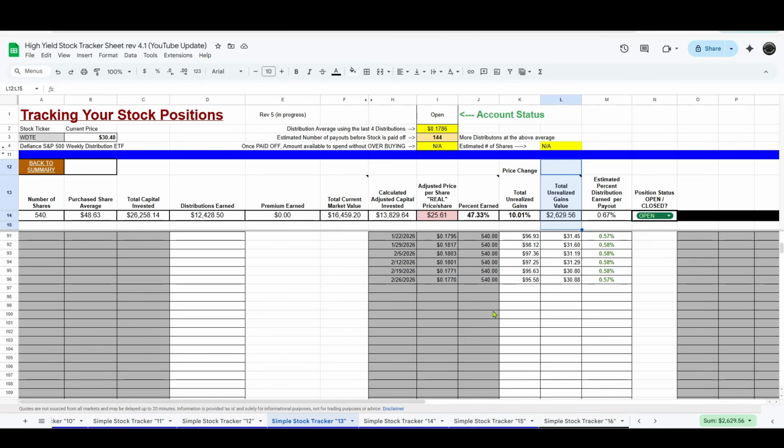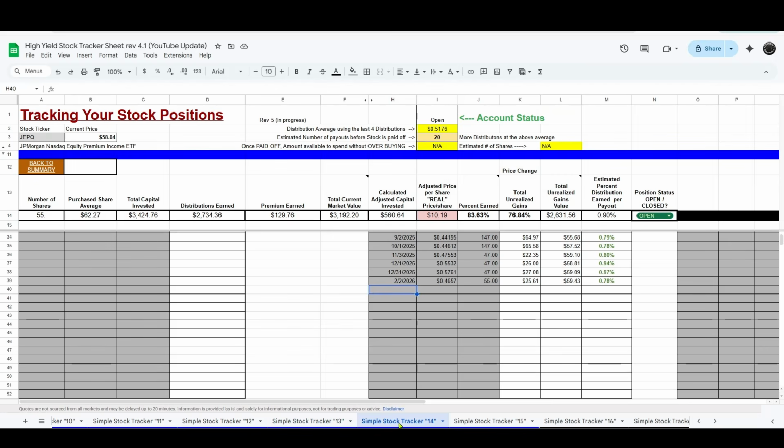But we got a couple more to take a look at, and we're looking at JEPQ. Now, JEPQ is a monthly payer, and we did not receive a distribution yet on JEPQ. So the current real price per share of $10.19 still stands. So therefore, if I had to sell all 55 shares at the current price of $58.04, I would make $2,631. A very nice gain on JEPQ.